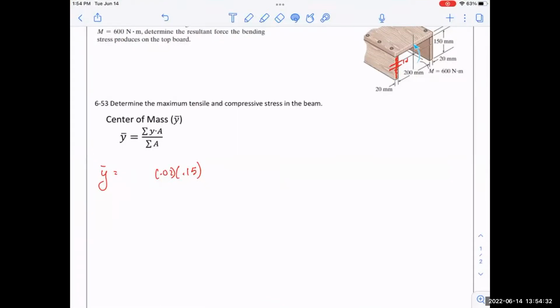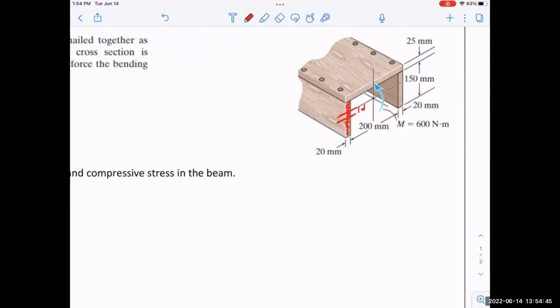So there's my area. But the question is, how far is it away? Well, away from what? The answer is, you can put it any place you want. So I'll do it from the bottom this time. I don't know where the neutral axis is, and I can't put it where it is because I don't know where it is. You can actually put this anywhere, top or bottom. It doesn't really make any difference.